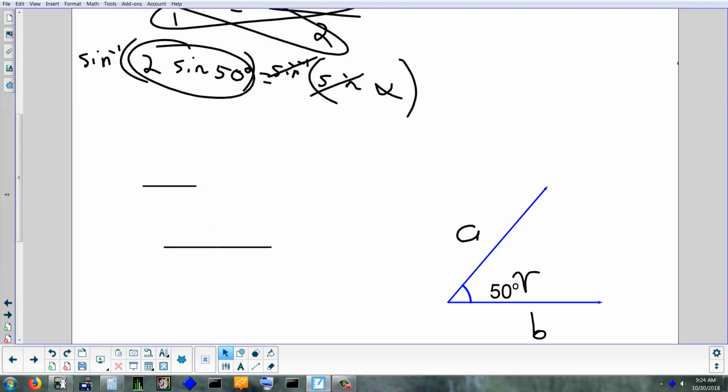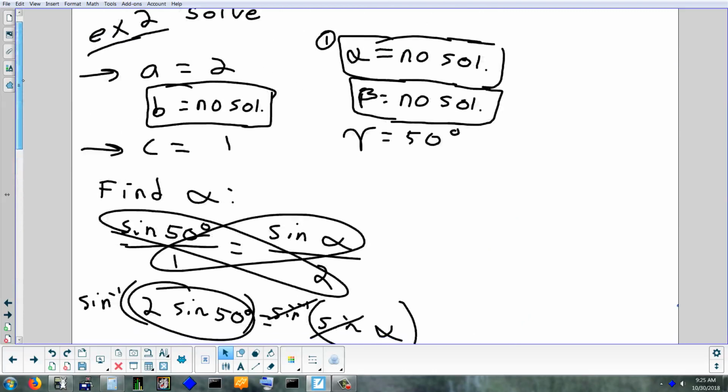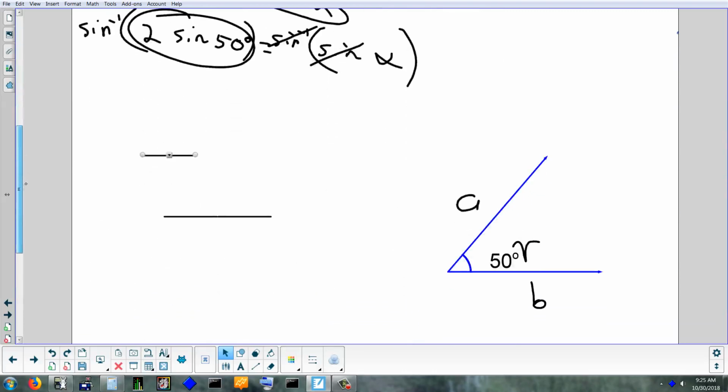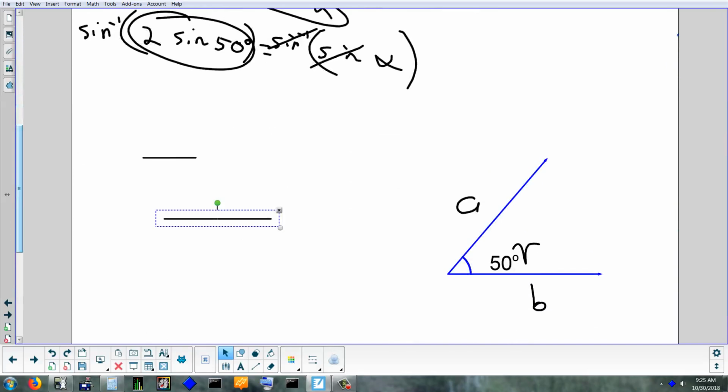Okay. Any question on that? I have length 1, length 2. Now, A is the one that's length 2. C is the one that's length 1. All right. So A has to be length 2.